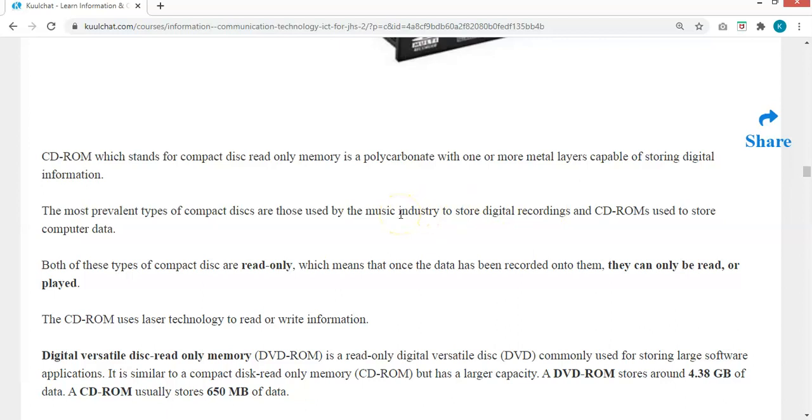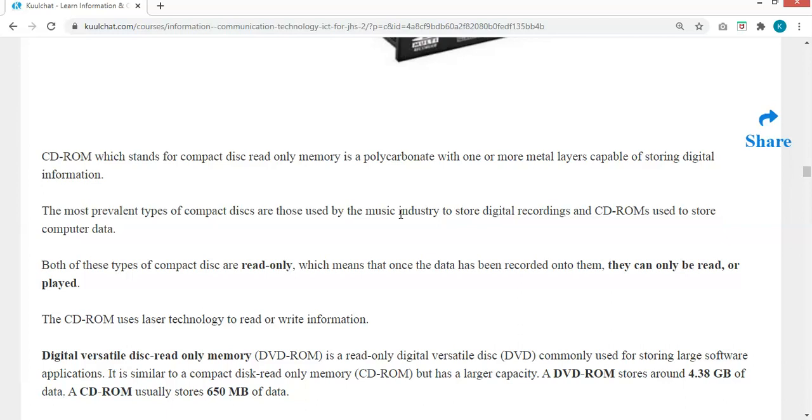Okay, so the most common ones being used are by the music industry. The music industry is still selling music on CDs, even though nowadays you can just download it on the internet or have it on iTunes and the rest. But some music industries still sell their music on CDs.